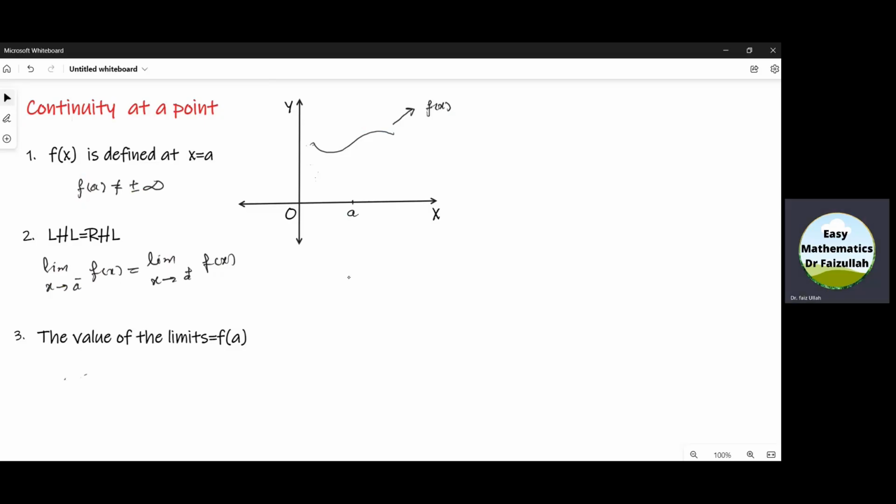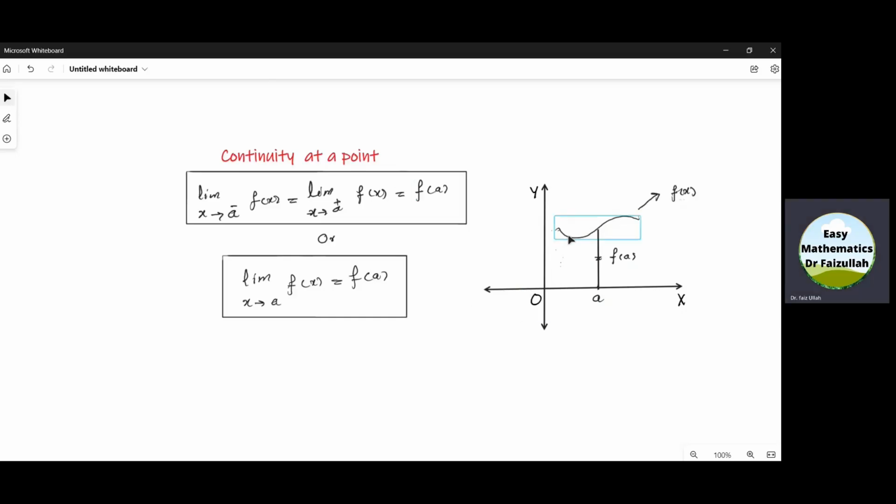In other words, we can write that as limit x approaches a negative, f of x is equal to limit x approaches a plus, f of x from condition number 2, and now this must be equal to f of a. So if a function satisfies these three conditions, we say that the function is continuous at a point x is equal to a. If one or more conditions fail, then we say that the function is not continuous.